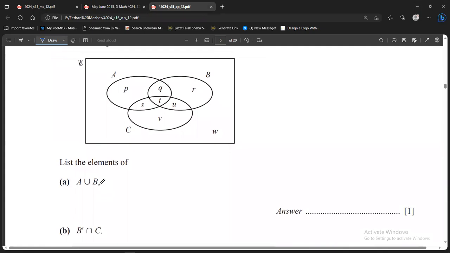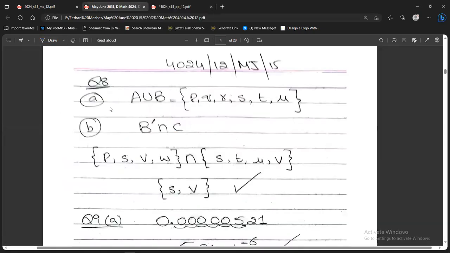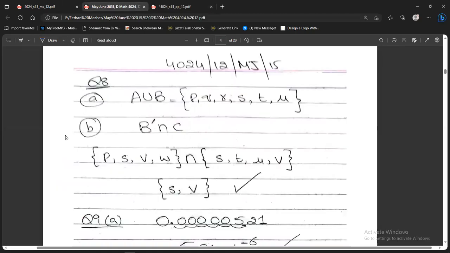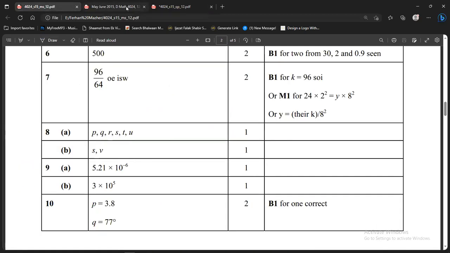B complement intersection C. B complement means you have to remain outside the circle B and common with the C. So outside the B, the common with the C is this thing. Okay. And here we have only one member and its name is V. And S is also there, because that is also in that portion. Okay, so the members will be S and V.